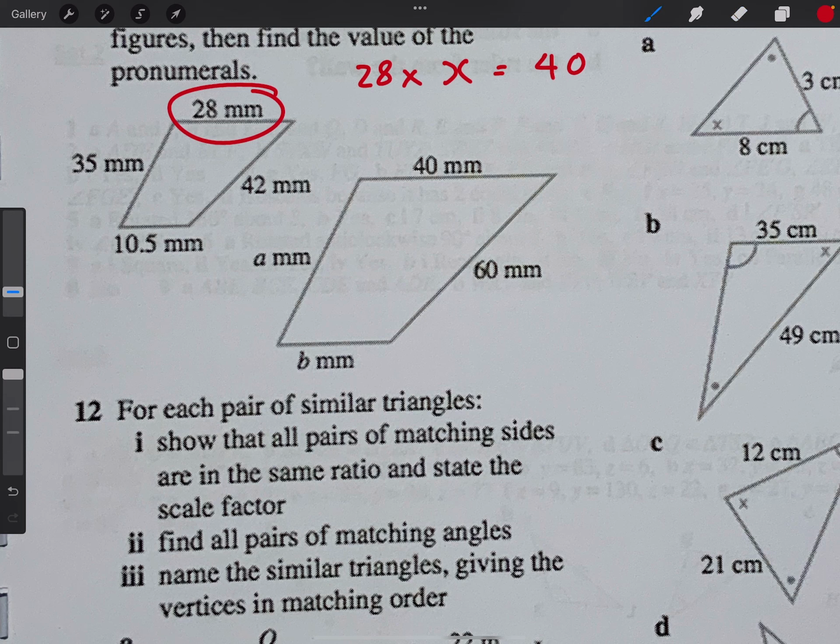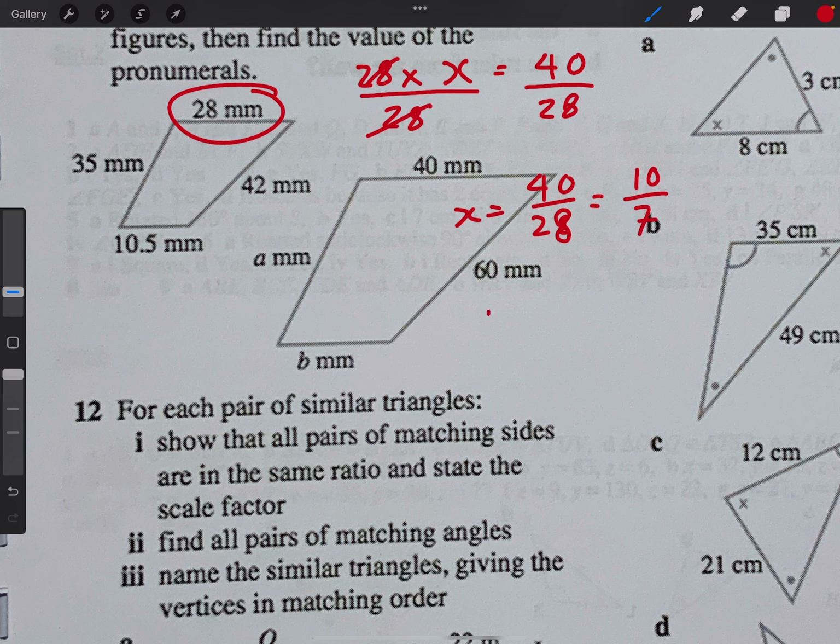So let's find out what the scale factor is. 28 times something is 40. So let's divide both sides by 28, and you get x is equal to 40 over 28. Now we're going to simplify this. Divide top and bottom by 4, you're going to get 10 over 7. So therefore the scale factor is equal to 10 on 7. I'm just going to leave it like that, it's fine.